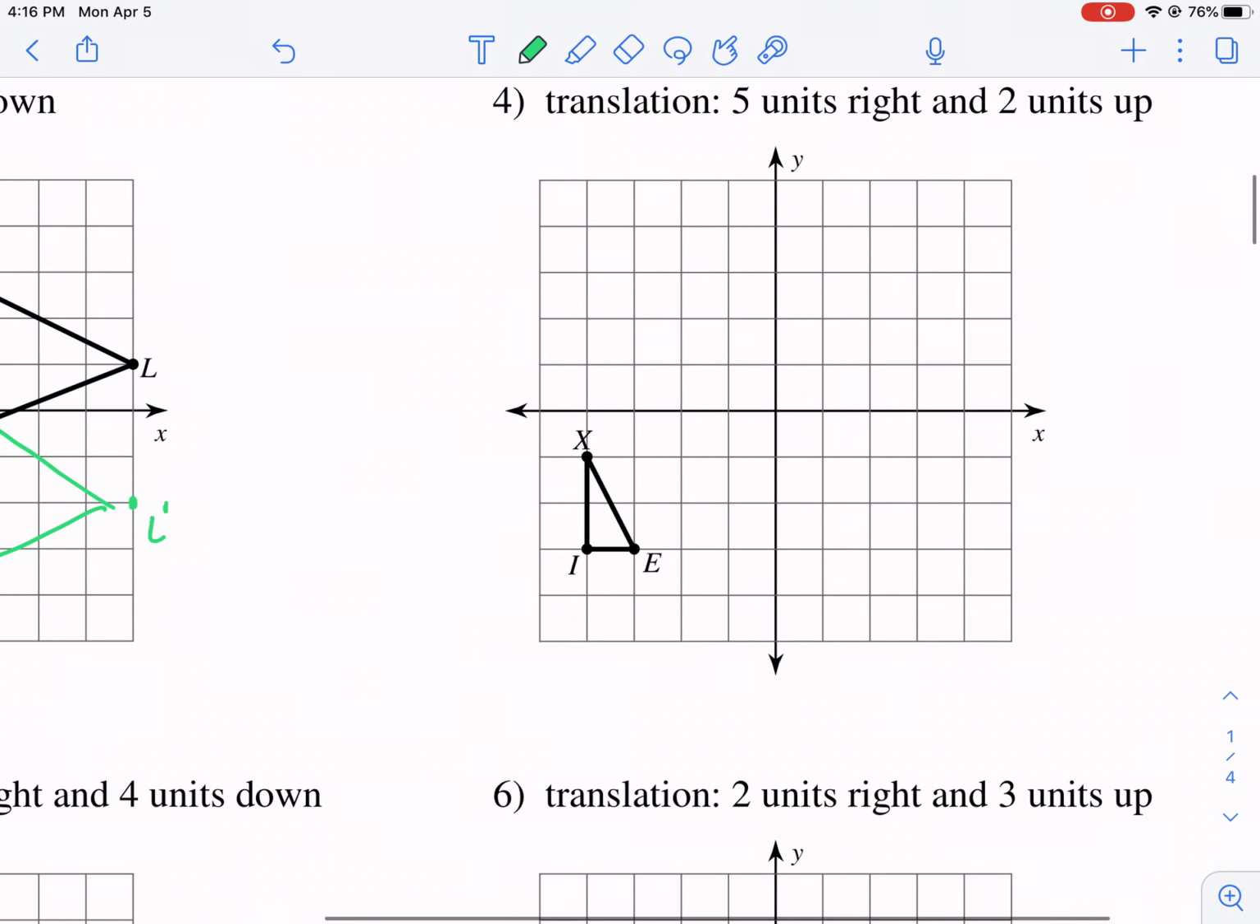Okay, 5 units right, 2 units up, 1, 2, 3, 4, 5. 2 units up, there's my X. And then this one, because it's so far, I'm just going to maintain that I is 2 units down and E is 1 unit down from there. So that's going to be I prime, X prime, E prime. And that's my triangle.